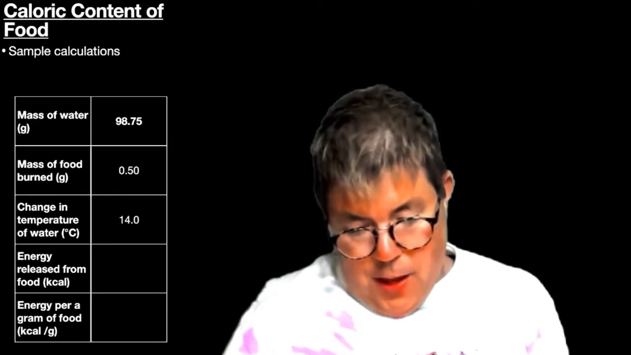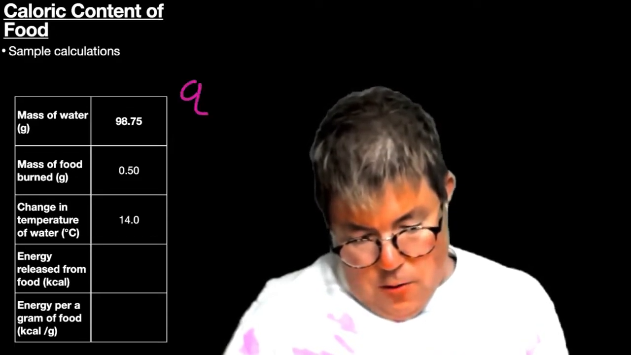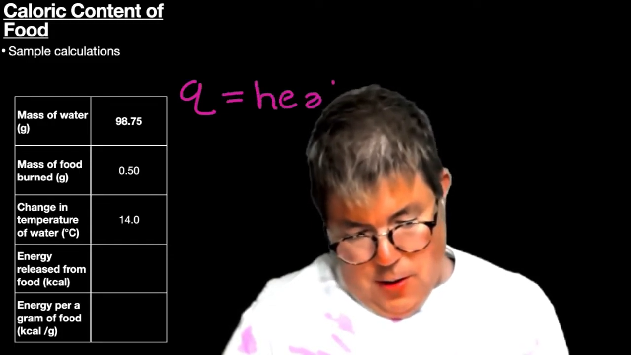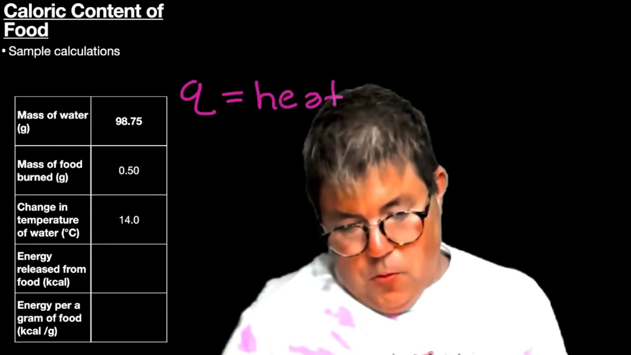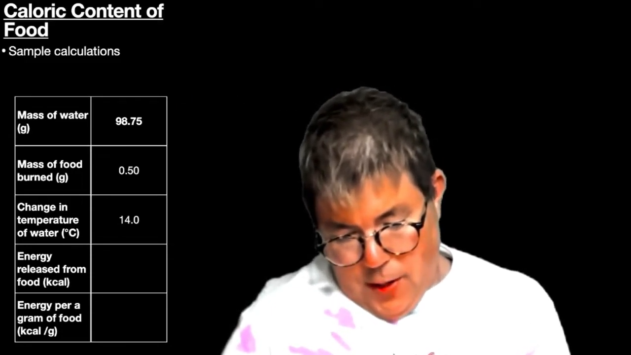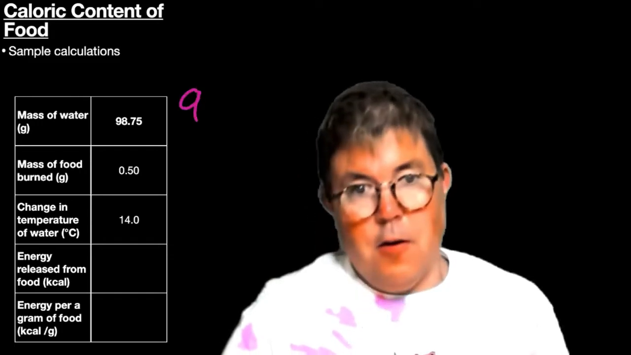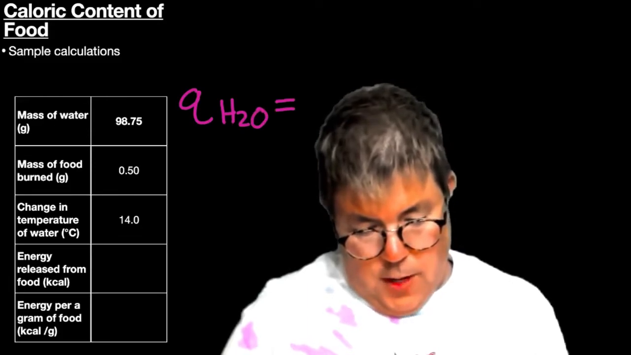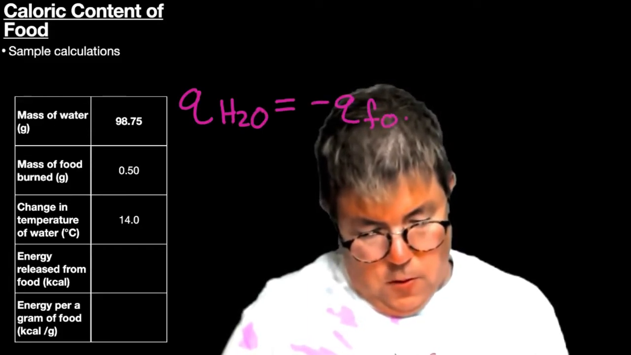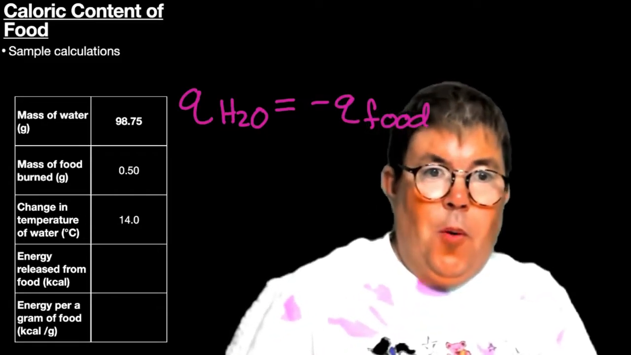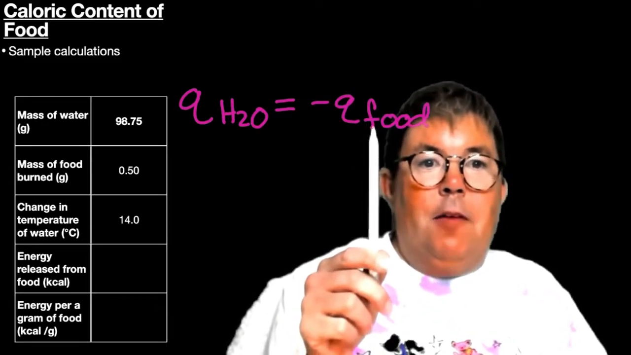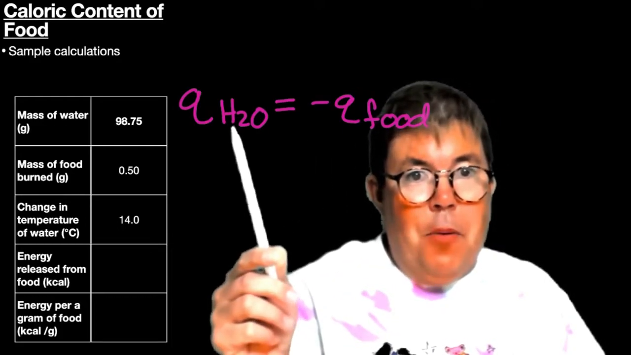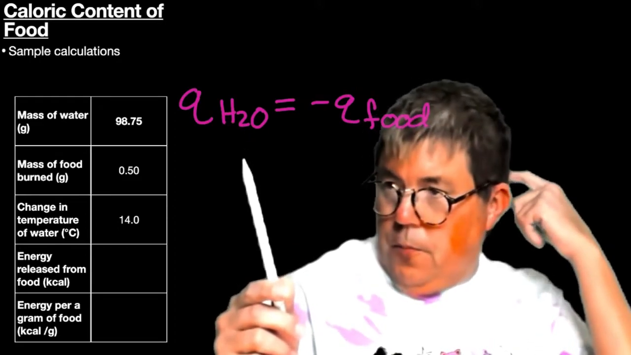So we can say that Q is going to equal to what? Heat. Okay, so Q equals heat. So we can say Q of H2O equals negative Q of your food. So when the food burns, it gives off energy, and that energy heats up the water.